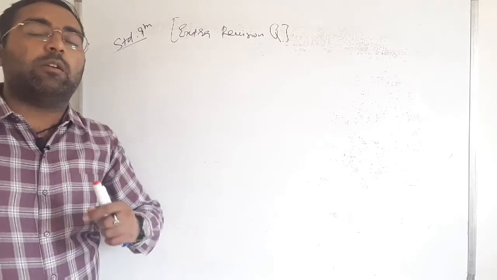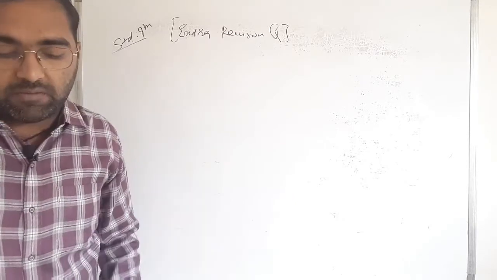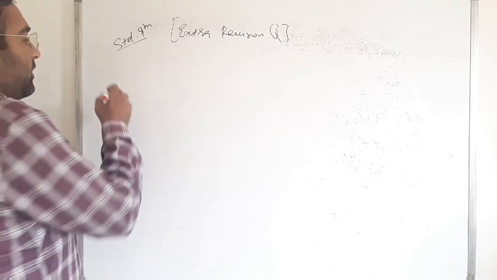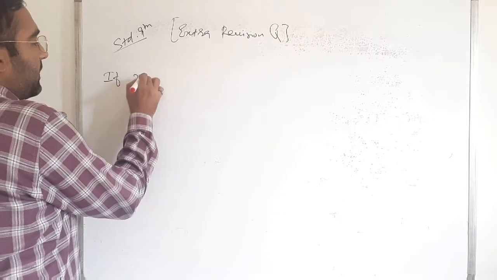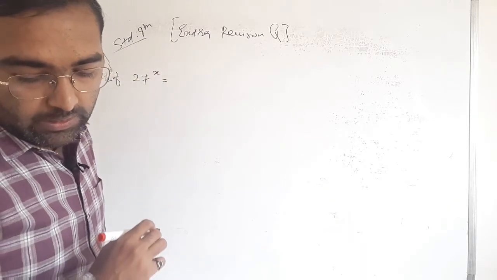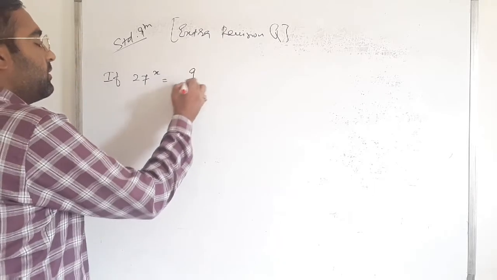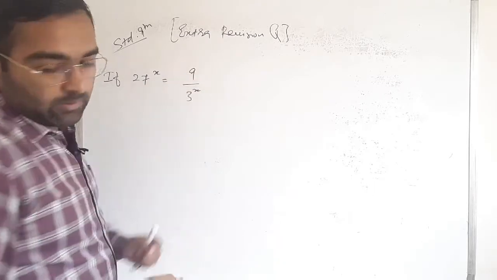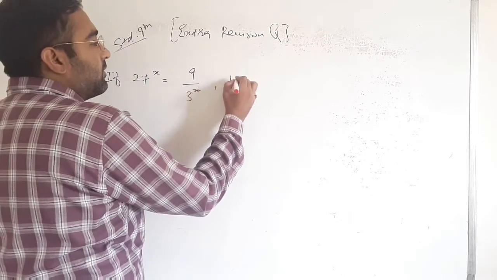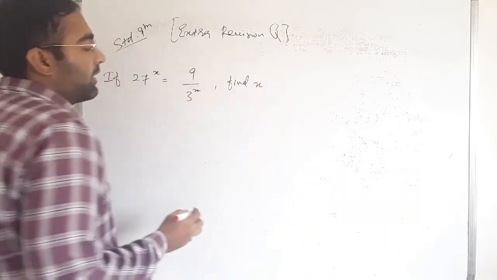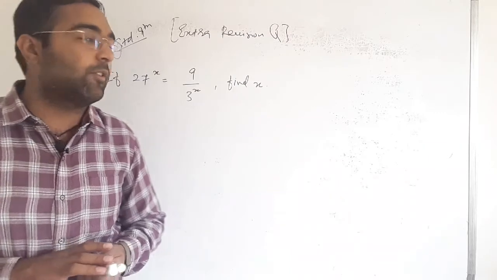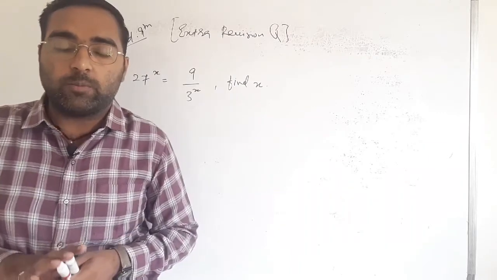now the power is given as a variable. Okay, now the power is given as a variable, that is, if 27 raised to x is equal to 9 by 3 raised to x, then here you should find x. So find x. Dear students, first of all we have to do this sum.